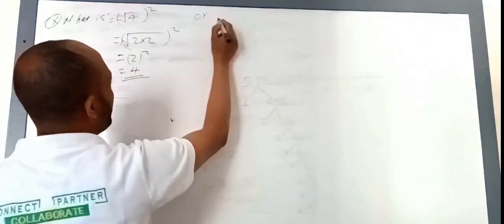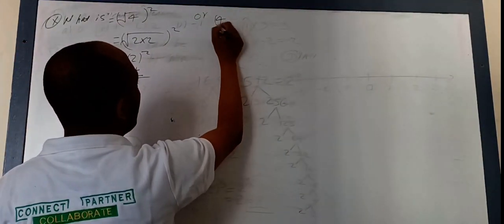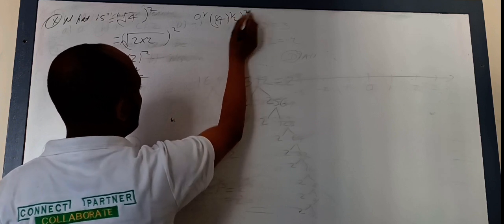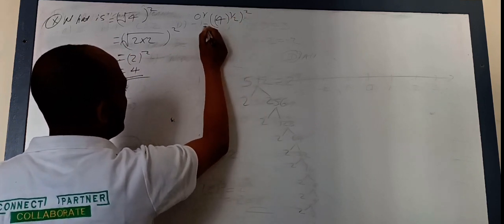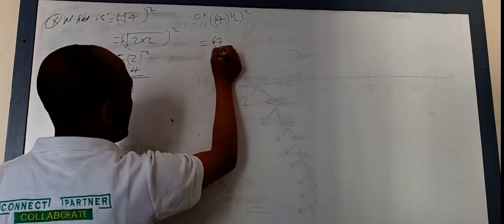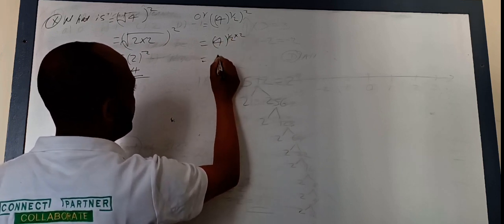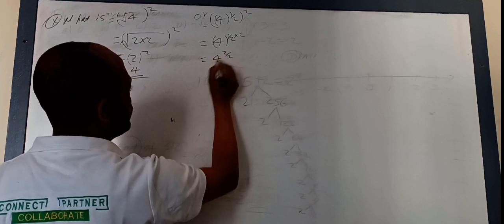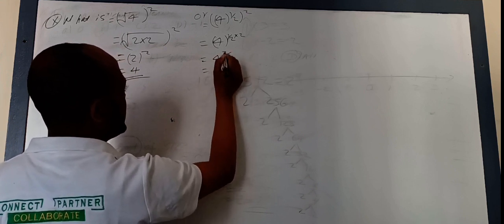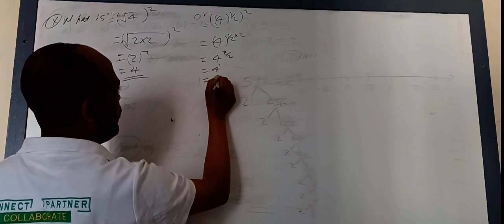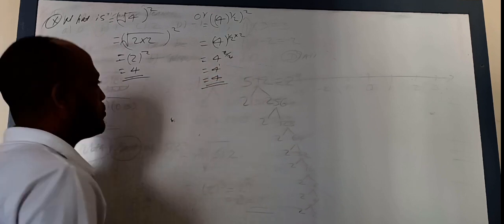That is it. Or I can do it in this way, 4 to the power of 1 over 2 times 2 square, which is equal to 4 to the power of 1 over 2 times 2, which is equal to 4 to the power of 2 over 2. Then the 2s will cancel themselves out, and 4 to the power of 1 is equal to 4. So that is it.